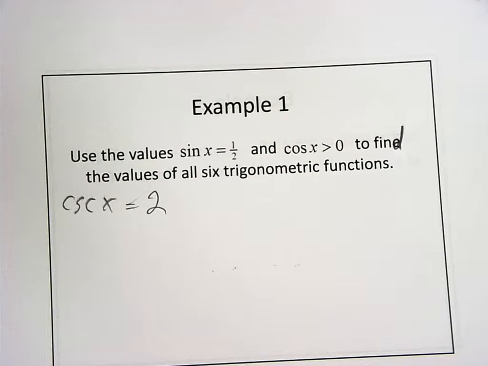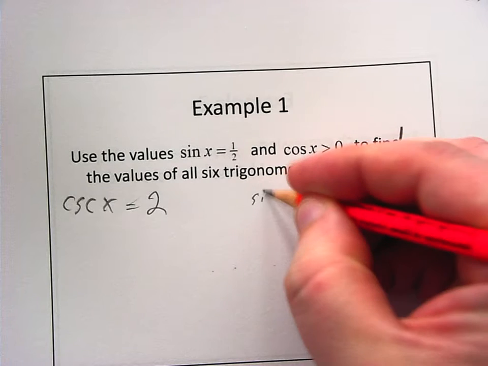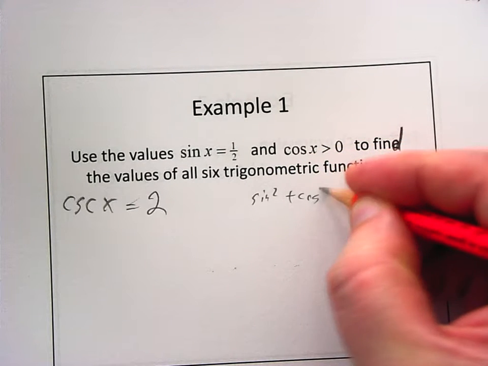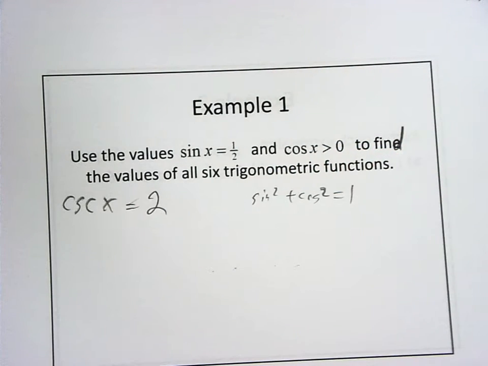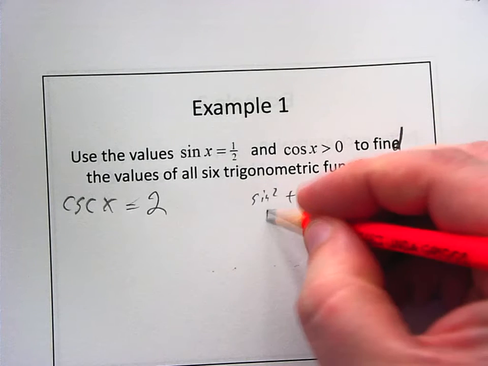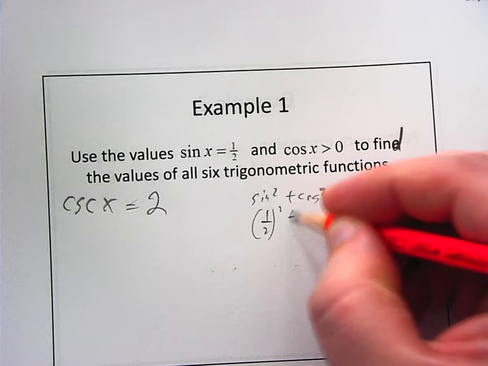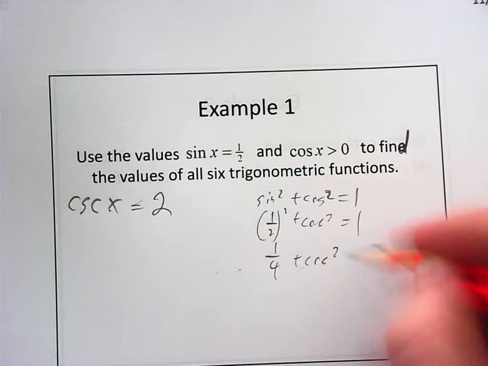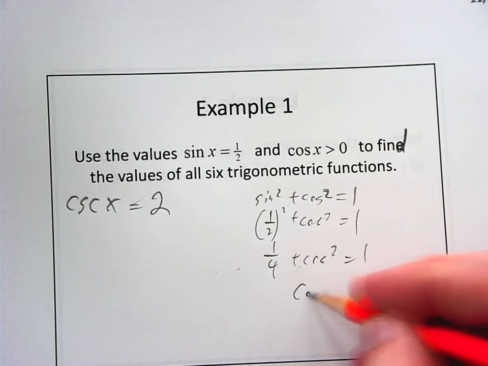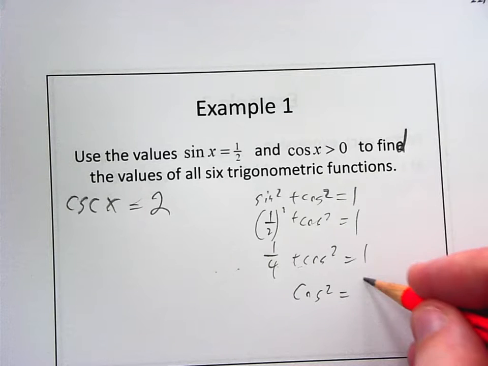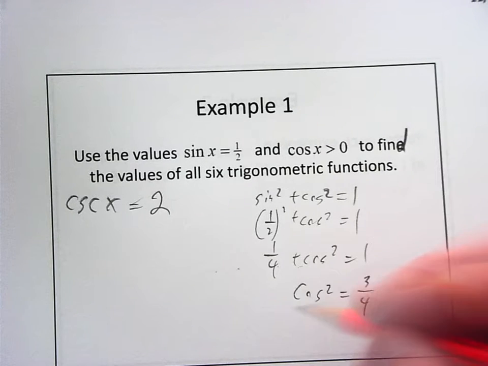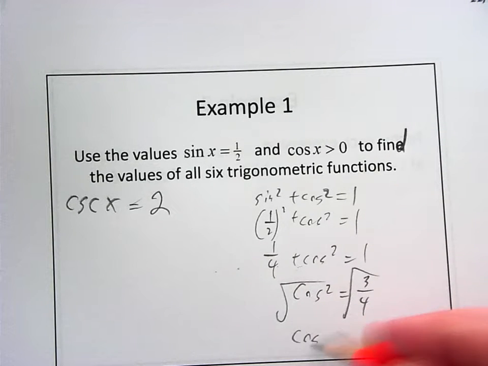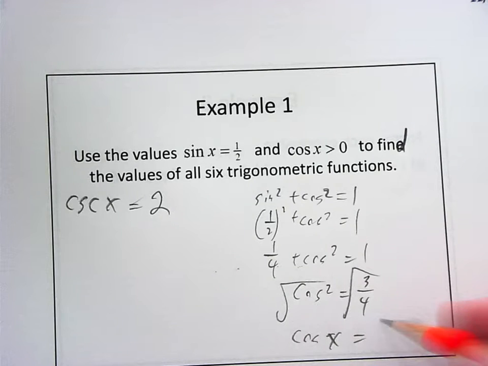What's another one I can find from sine? Yeah, you can find cosine by doing sine squared plus cosine squared. So if I do sine squared plus cosine squared is equal to 1, that's that main Pythagorean. 1/2 squared plus cosine squared equals 1 gives you 1/4. Subtract the 1/4, you get cosine squared is equal to 3/4. And when you square root that, you're going to get square root of 3 over 2.